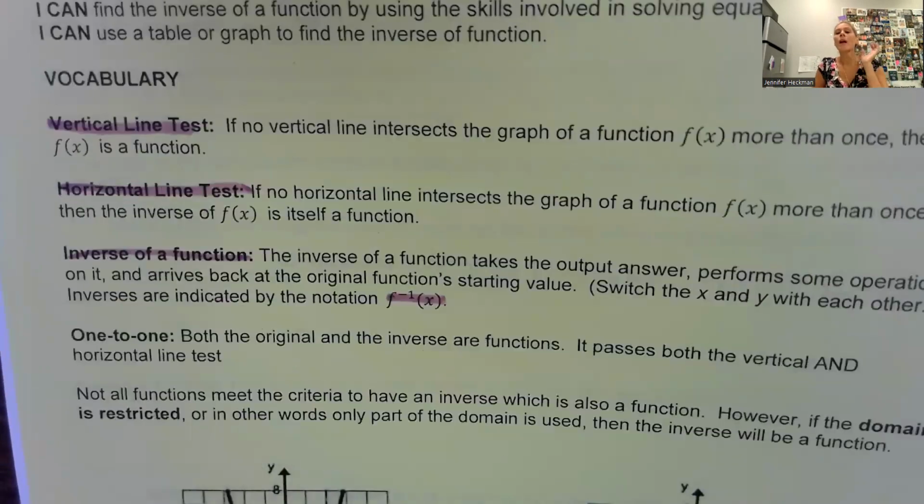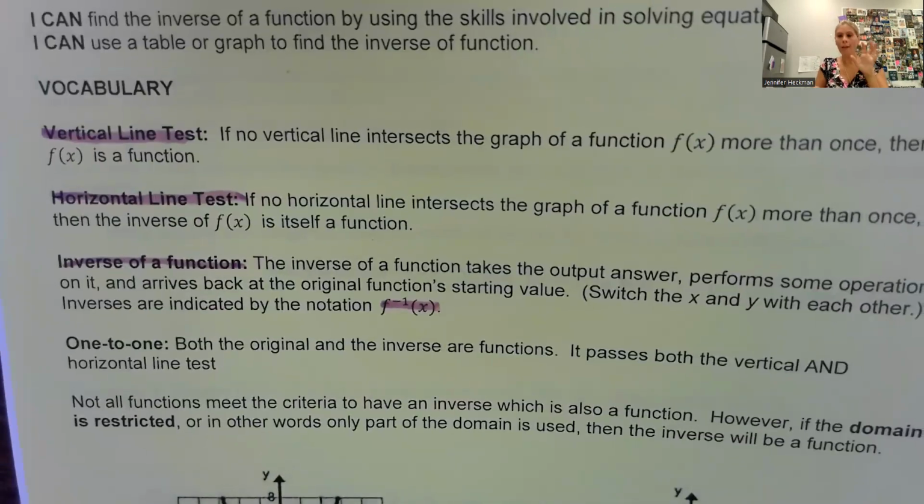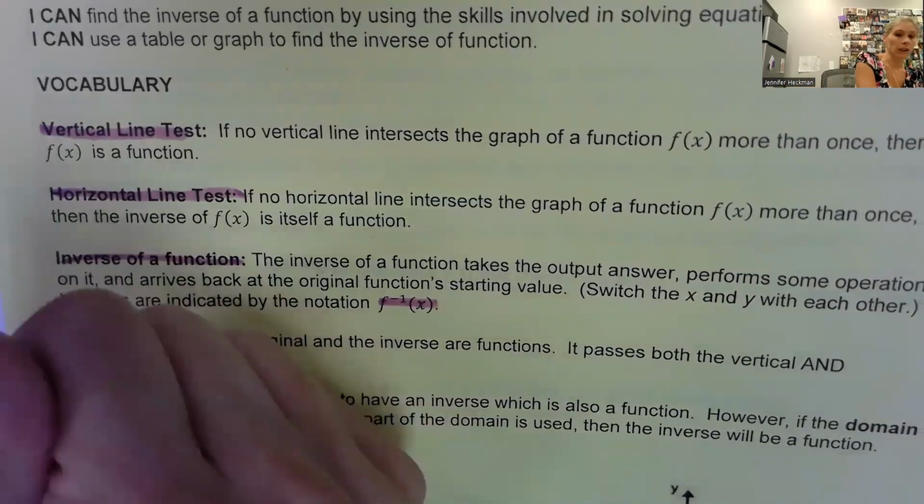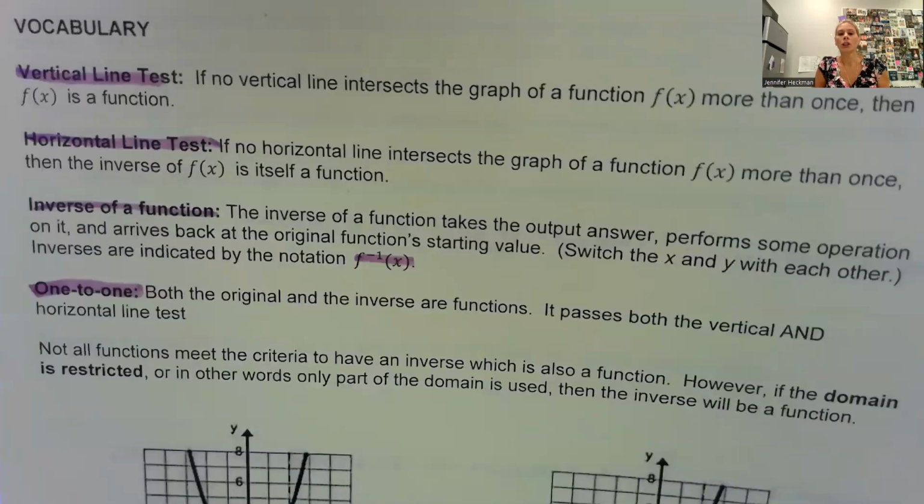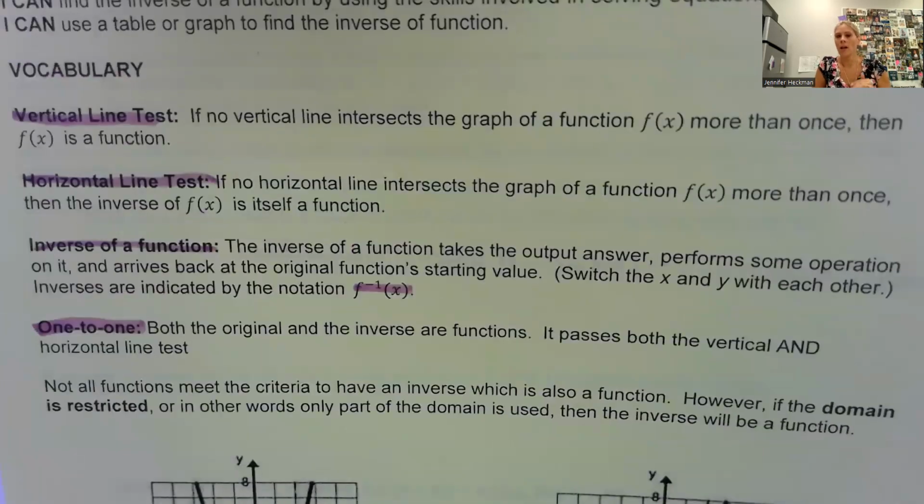Now, if both the original and the inverse are functions, that is what we call a one-to-one function. That means that the inverse is a function. Not all functions meet that criteria to have an inverse which is also a function. However, if we restrict the domain, we then can have the inverse be a function.